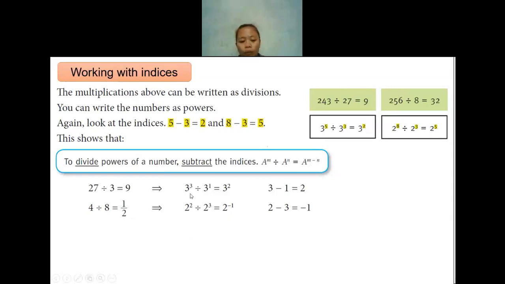Example, 3 to the power of 3 divided by 3 to the power of 1. So we just do 3 to the power of 3 minus 1. 3 minus 1 is 2. That's why the final answer is 3 to the power of 2. For another example, this is 2 to the power of 2 divided by 2 to the power of 3. It will be 2 to the power of negative 1, which equals 1 over 2.